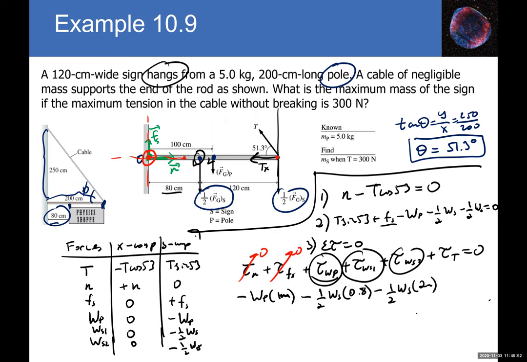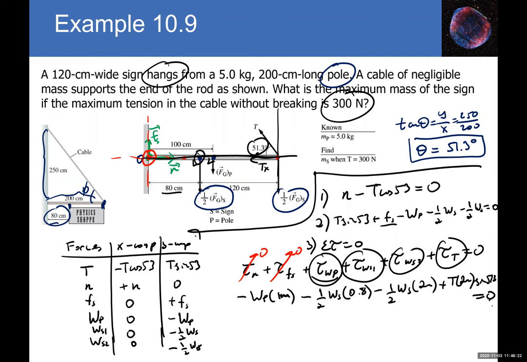Well, how about this one over here? This is the only torque that gives me positive rotation counterclockwise, so plus. So magnitude, which is tension, and I'm given that, times distance, which is basically 2 meters, acting 2 meters from the wall. And then 51.3 degrees, the angle it makes with the radial line, so it's sine of 51.3. And the whole thing equals zero.